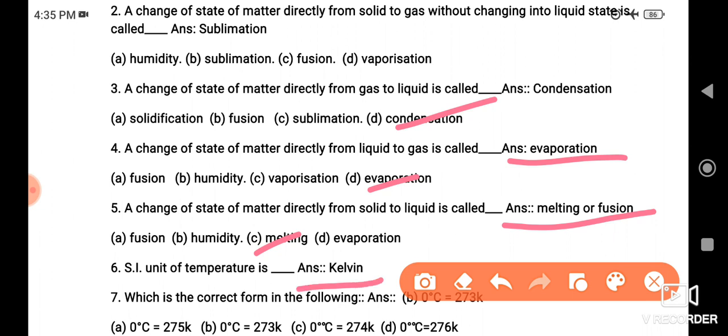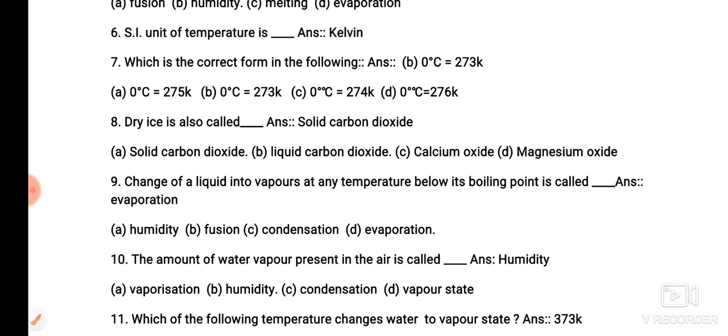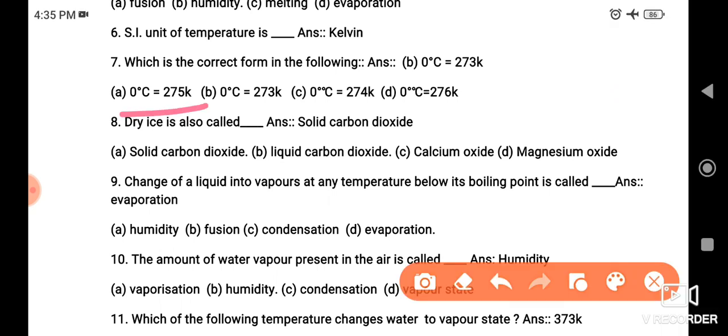Okay, next, which of the following is correct? You see the options out here. I'll show you the question. 0 degree Celsius equals 275 K. It's wrong. All of you know that 0 degree Celsius equals 273 K. The relation between Celsius and Kelvin is 273. Okay, so out here option number B is correct. 0 degree Celsius equals 273 K.